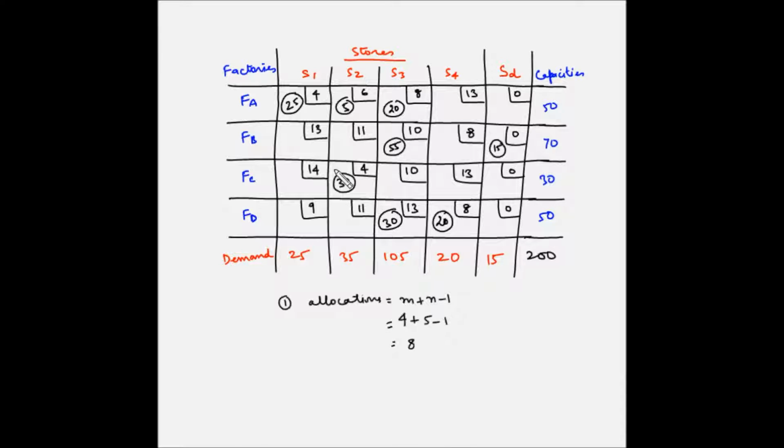Now let's calculate the number of allocations that we have. So 1, 2, 3, 4, 5, 6, 7, and 8. So the number of allocations is equal to m plus n minus 1. So this condition is met. Now the second condition is that the allocations should be in independent positions.